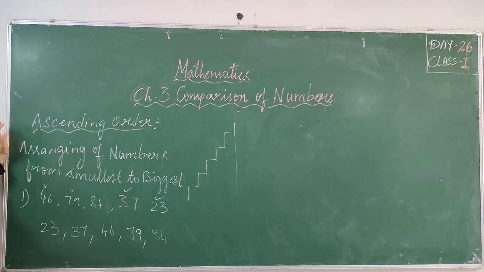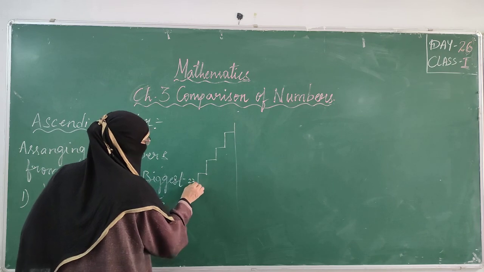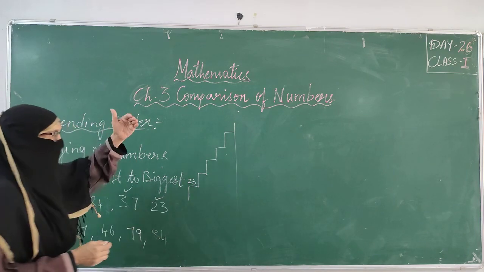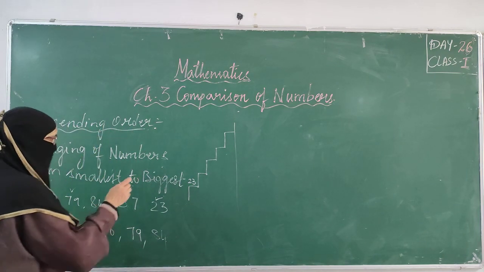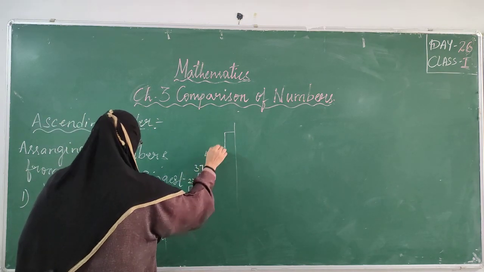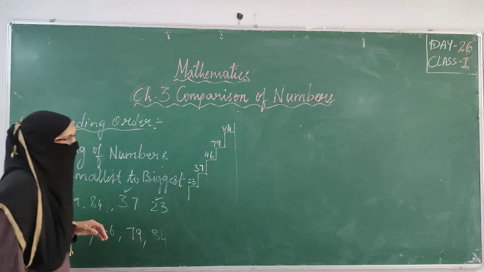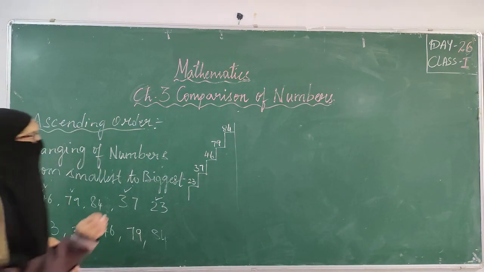So this is what we studied yesterday. Arranging the numbers from smallest to biggest is called ascending order. In this way you have to arrange the numbers in ascending order. As you are climbing the steps, you go on increasing. That is 23, 37, 46, 79, 84. This is our ascending order.